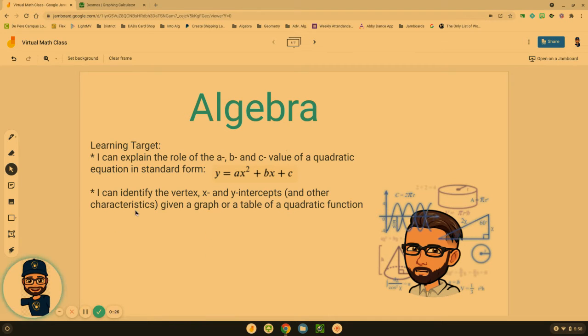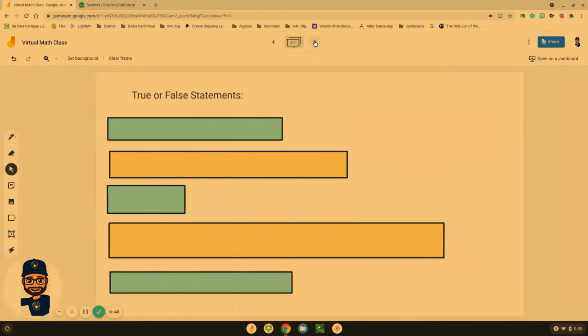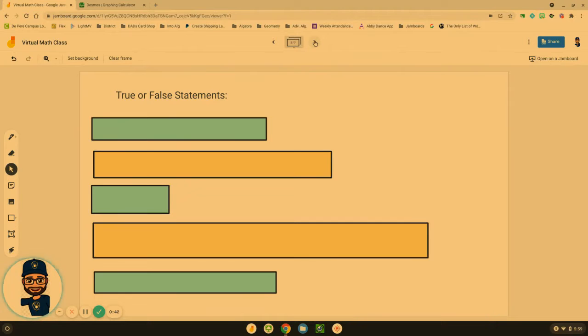And then we're also going to start to identify the characteristics of a graph of standard form and what that looks like. So please make sure you're taking notes. We are going to have a test coming up in the next week. So you'll want to make sure that you can explain and understand this information. Got a couple of true and false statements that I'd like you to answer as we go along based on what we've discovered so far.